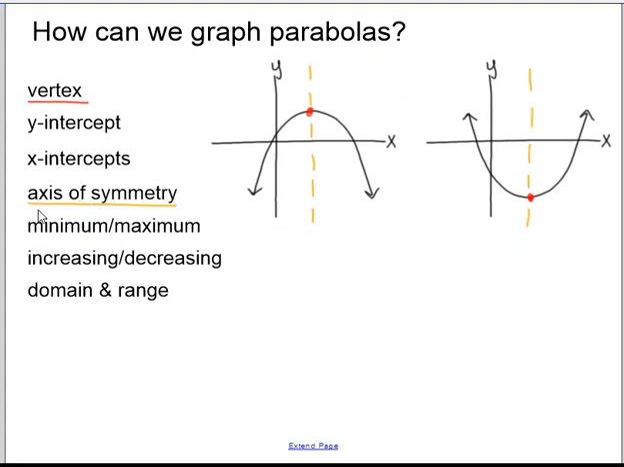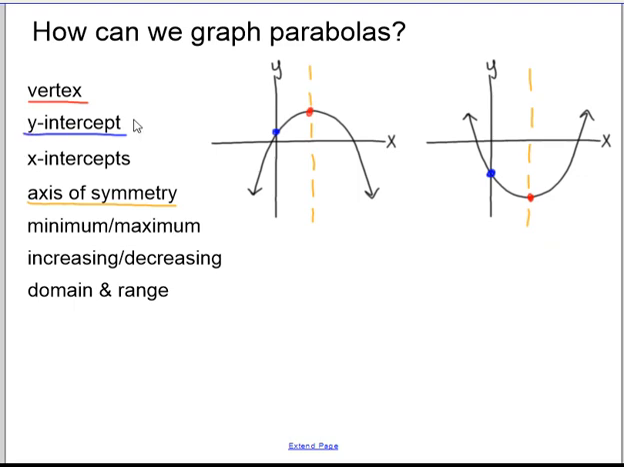Through the vertex, we have what is called an axis of symmetry. So we could fold our parabola in half, and what is on the left gets reflected onto the right. The equation for that axis of symmetry is x equals a number. That number is the x value of your vertex.